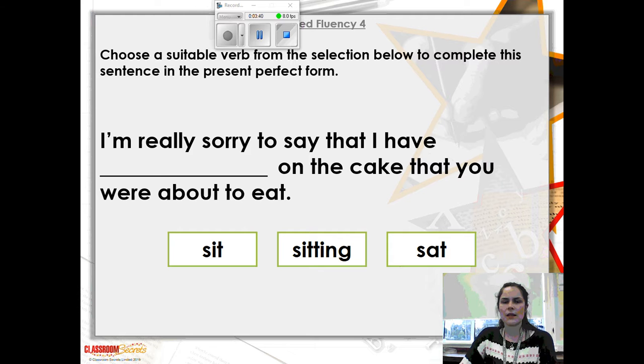So now we're going to think about choosing yourself a suitable verb from the selection to complete the sentence in the present perfect form. I'm really sorry to say that I have blank on the cake you were about to eat. Again, if you're unsure, you can have the strategy of trying each word, rereading the sentence and seeing what fits, because you're really good at recognizing what sounds right and wrong. But think about what makes sense. So, I'm really sorry to say that I have sat on the cake that you're about to eat.